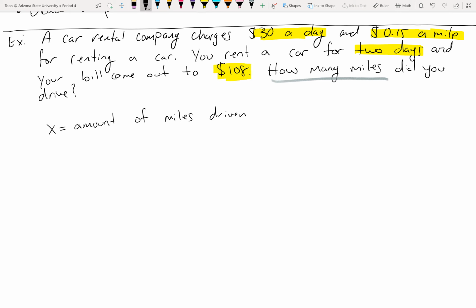Once you extract the information, I actually like to take the extra step and write it down, just to get away from extra words. I think one of the hard parts about word problems is kids get overwhelmed with the giant paragraph. So rewriting the information away from the words might be helpful. So we have $30 a day, 15 cents a mile, we have 2 days, and we have $108, and that was our bill. And usually you get billed as a total.